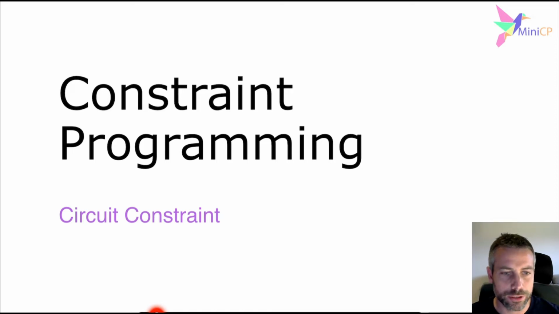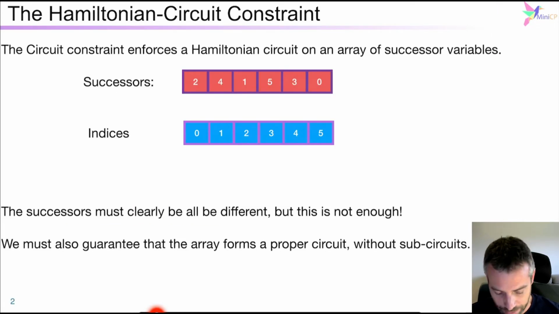In this video, we will study the circuit constraint. It's a very important constraint for modeling vehicle routing problems. Let's see how it works. The circuit constraint uses as decision variables the successor array of variables. So this is the successor array, and these are the corresponding indices.